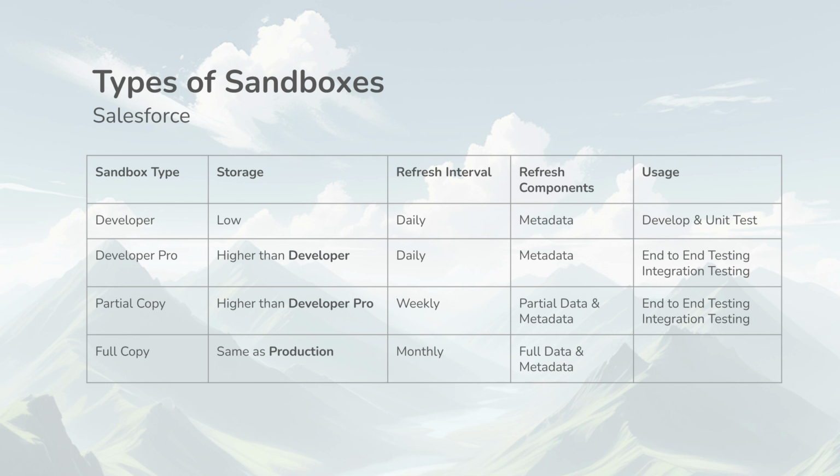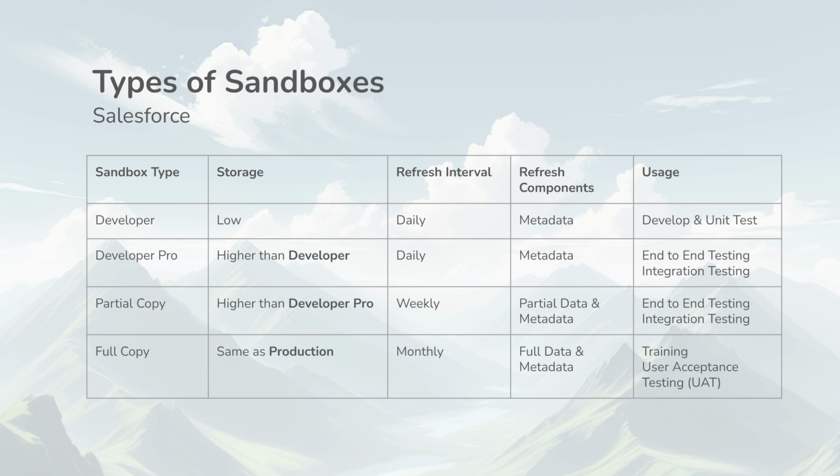Full copy sandboxes are used to perform training and user acceptance testing. Since this is considered the closest replica of production, end users are trained on this sandbox type, where they can refer to the existing business data and try their hand on the application that's built by Salesforce developers and admins. Business analysts or product owners or end users can also perform the user acceptance testing of the Salesforce application or external systems as well, if there are any integrations.